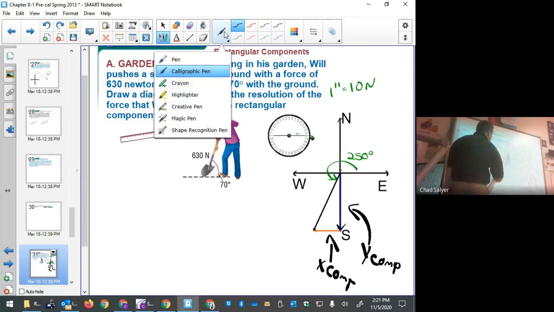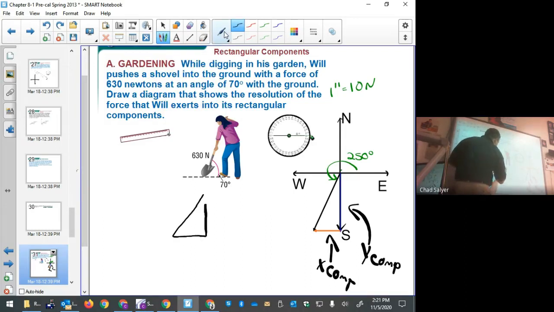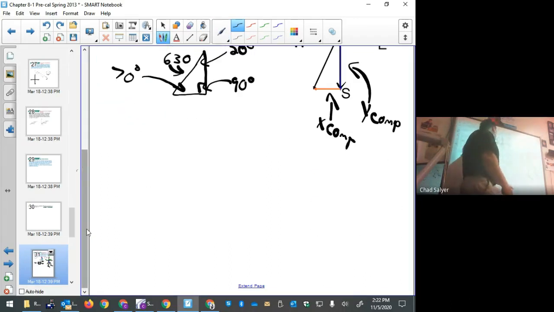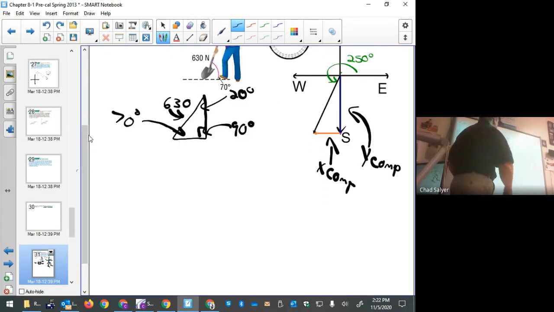So what we're going to do is make a reference triangle. So we've got 630 for our hypotenuse. That's the magnitude. And then we know this angle was 20 degrees. We know this angle is 90 degrees, the rectangular component. And as a consequence, this one is 70 degrees. So I can use a little trig. You guys remember trig, your faithful friend from chapter 5, to find these unknown sides, x and y.